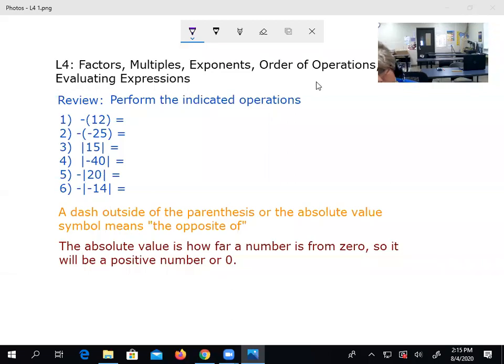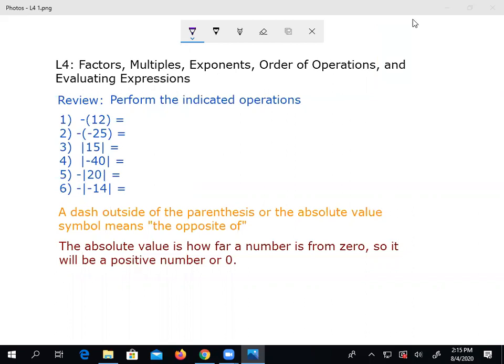So let's begin our new lesson, lesson 4. Lesson 4, we're going to talk about factors, multiples, exponents, order of operations, and we're also going to be evaluating expressions.